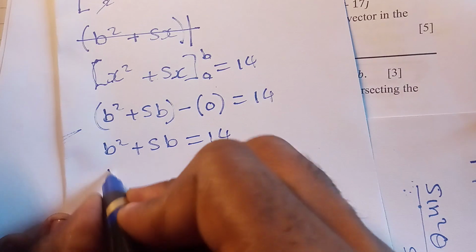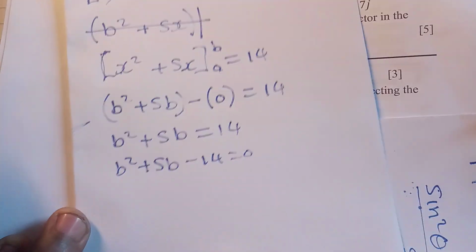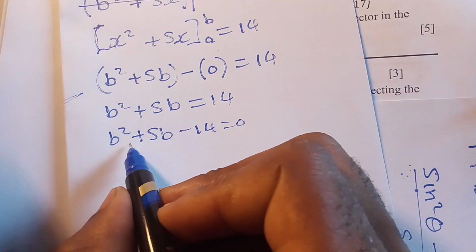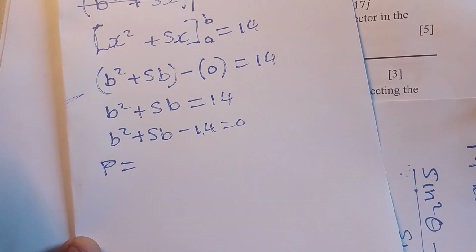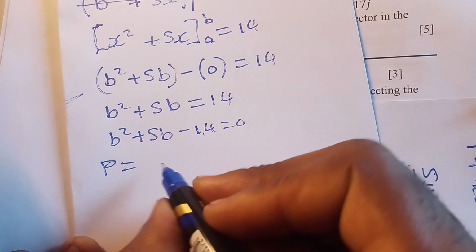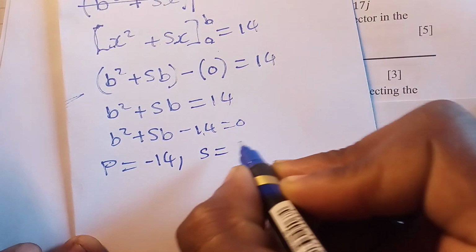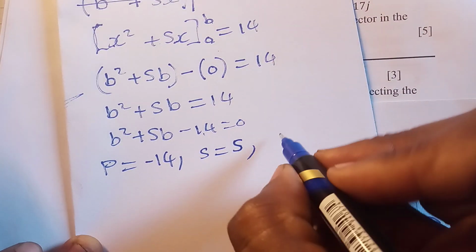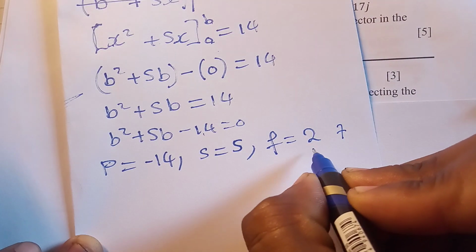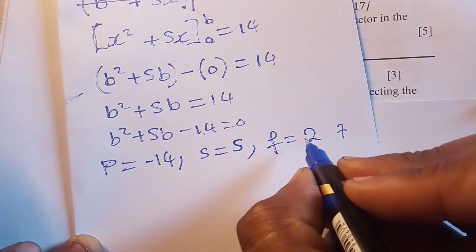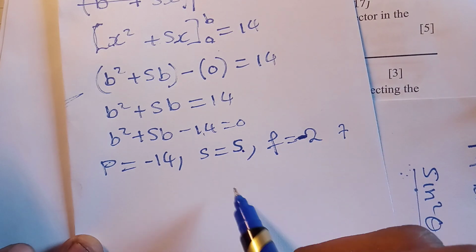So you can bring the 14 this side like this. And then I want to use the factorization method. The product is negative 14, then the sum is 5. So the factors should be 2 and 7, but because the product is negative and the sum is positive, the larger one will be the positive and the smaller the negative, since this plus this should give us that.